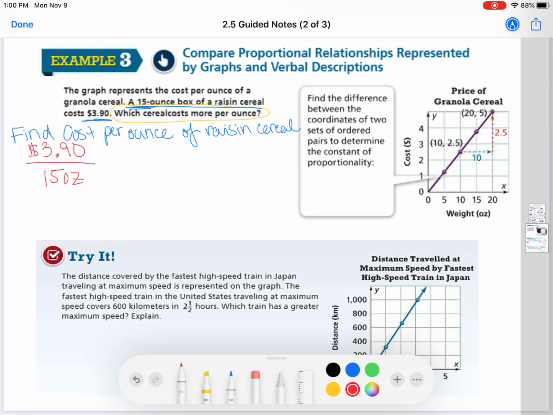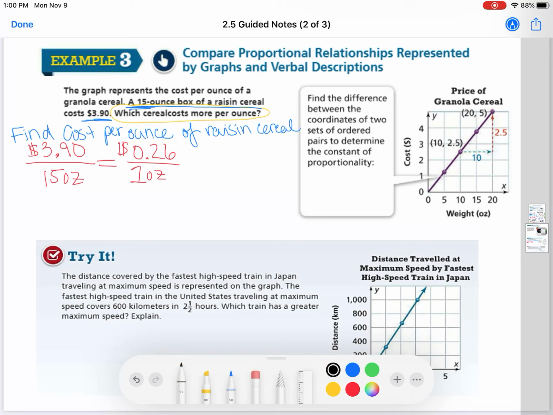OZ is for ounces. So again, that's the proportion. For every $3.90, you get 15 ounces. So in order to figure out what it is for every ounce, all you have to do is divide those two numbers. So you can use a calculator to do 3.90 divided by 15. And that will tell you 0.26, meaning it costs 26 cents for every 1 ounce of the raisin cereal.